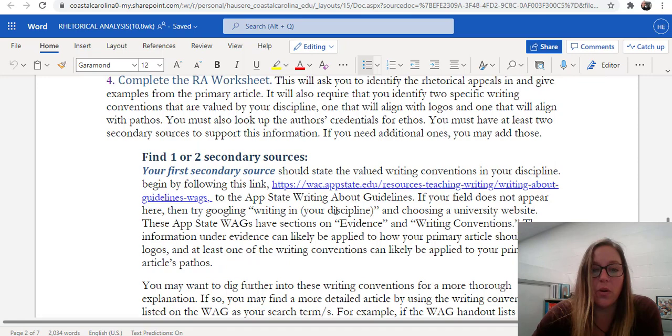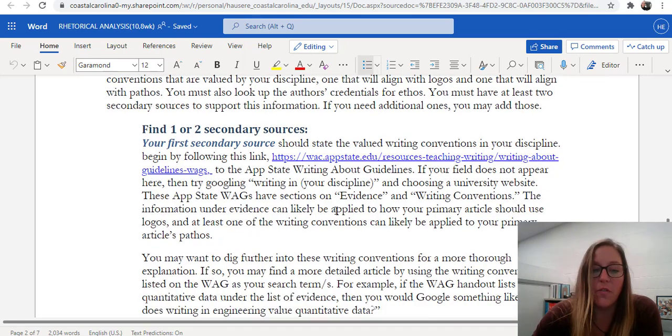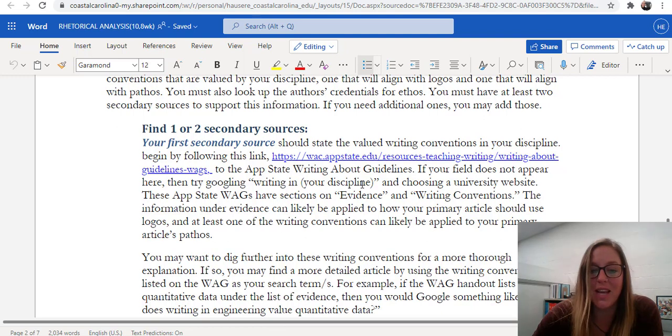As you complete your rhetorical analysis worksheet, you're going to have to find secondary sources for that. Your first secondary source should state the valued writing conventions in your discipline. And those should be able to align with the rhetorical appeals. So what you can do is follow this link to the App State Writing About guidelines, and there's a list of different disciplines on there. Find yours and use that handout as one of your secondary sources.